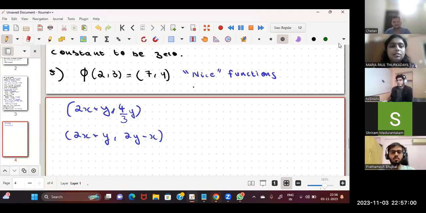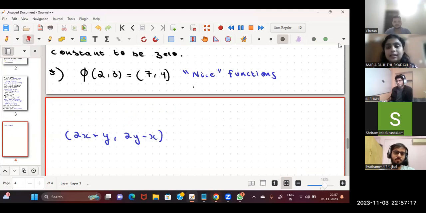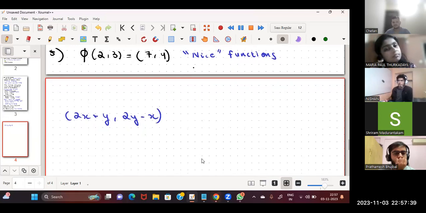Doesn't seem like a nice function to me. You are maybe changing the definition of nice then. No, no question, I'm not changing the definition of nice function. But we wanted coefficients in both the x and y. That's the only thing. So 2x plus y and 2y minus x, or you can say minus x plus 2y. That gives you this option.